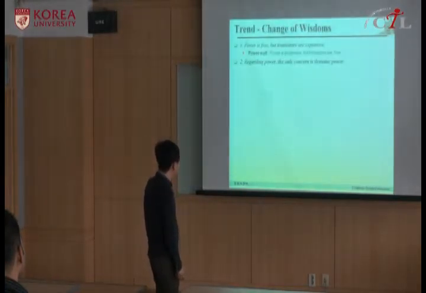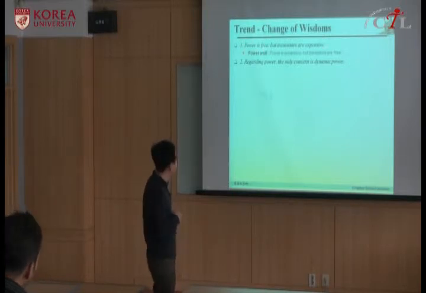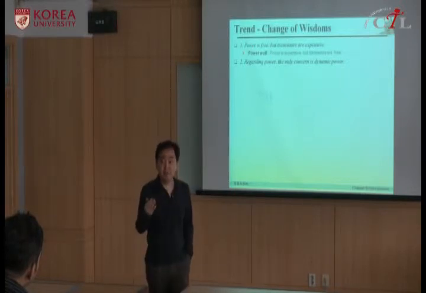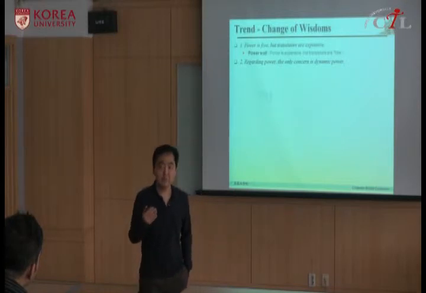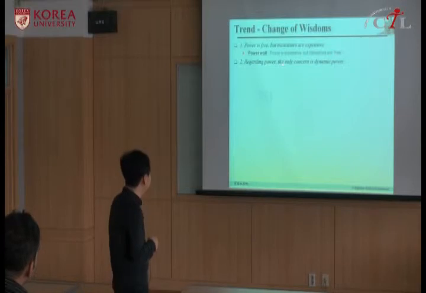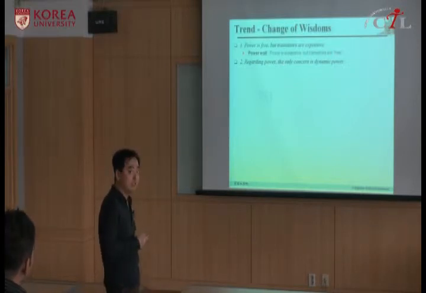So the wisdom has changed in the last 10 years. People think power is free and transistors are expensive, but now, because of the power wall, you cannot consume more than 150 watts of power. The usual maximum is 130 watts. So power is expensive, but transistors are free, because you can still reduce the feature size, right?